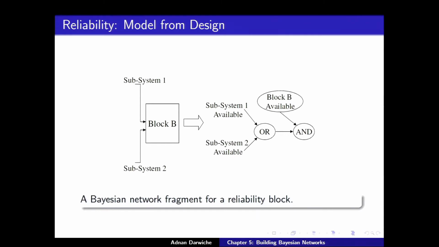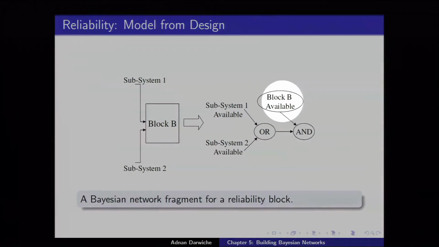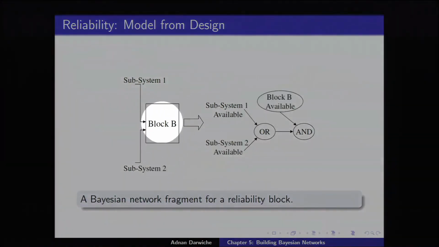Where you would look at part of the system you're trying to model. In this case, we have the notion of a block and two subsystems feeding into it, and then see how do you model that fragment into a Bayesian network. And this is how it looks.